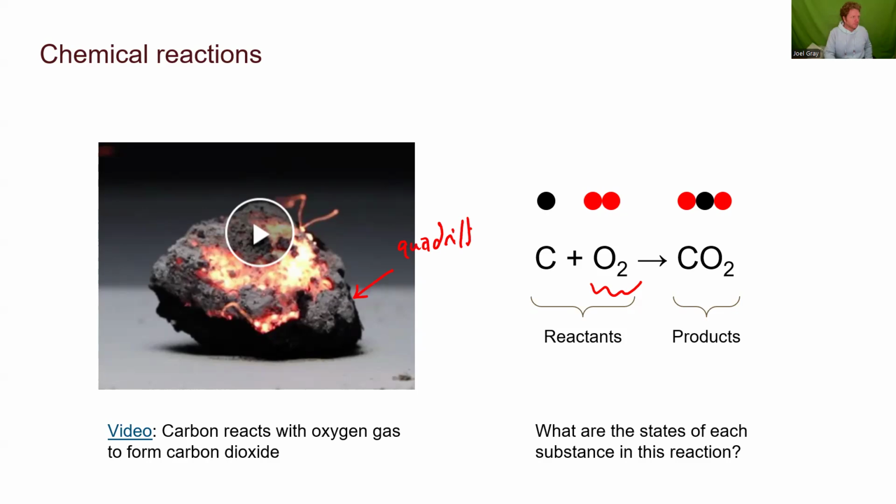So I would say quadrillions of C atoms, all packed and clustered together. Now, what this video shows is that if you spray O2, like if you get an oxygen tank and spray it on there, it's going to ignite. And whenever it ignites, it's going to produce CO2.